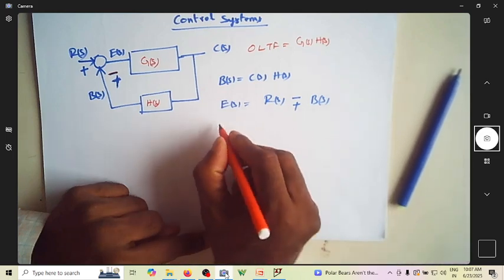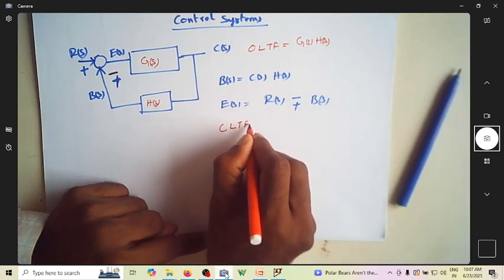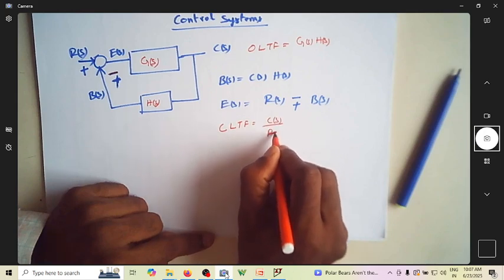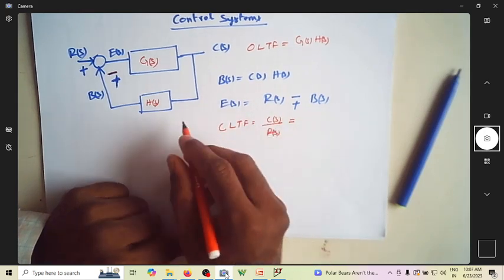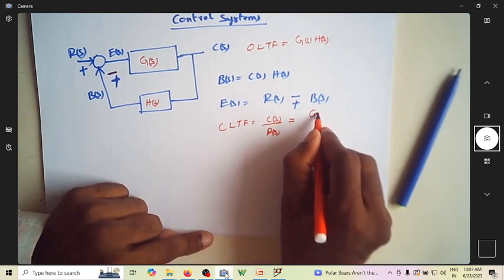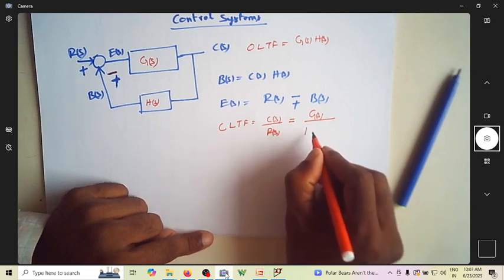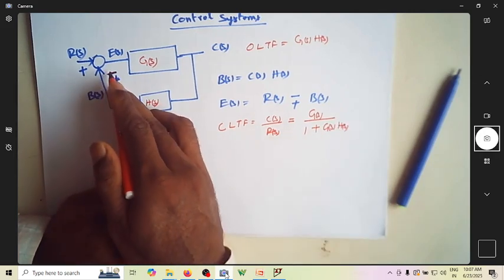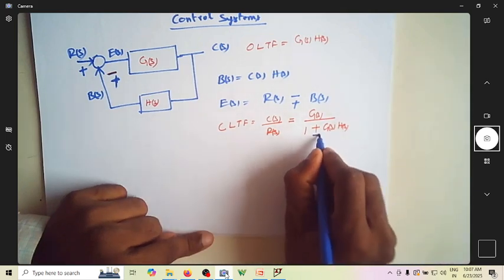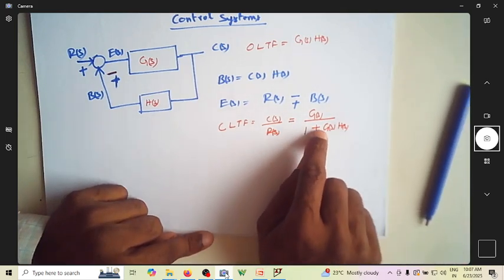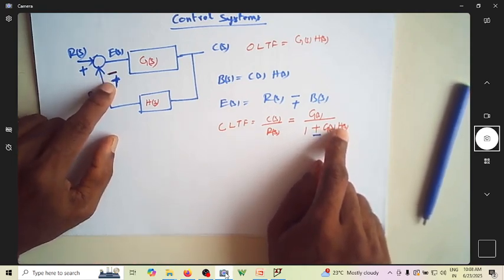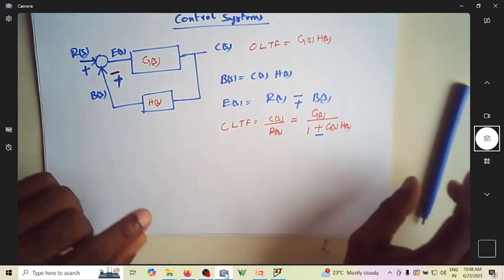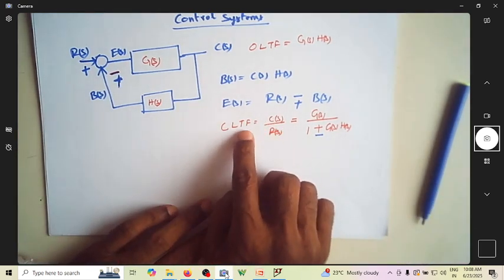And what is a closed loop transfer function? When I mean closed loop transfer function, it is output C(s) by R(s). So this happens to be G(s) by 1 plus G(s) into H(s) if the feedback is negative. If the feedback is positive, it is minus. So it is G(s) by 1 plus G(s) into H(s) if it is negative feedback, and if it is positive feedback, it is G(s) by 1 minus G(s) into H(s). This is the closed loop transfer function.